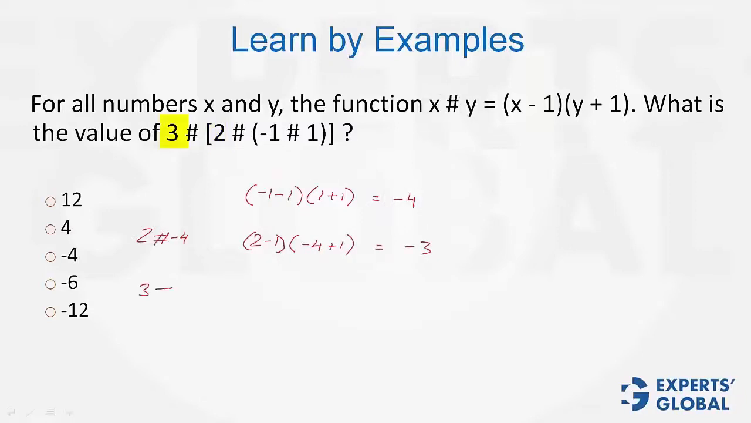Now we need to find 3 pound -3. So x equals 3 and y equals -3 now. So 3 pound -3 equals 3 minus 1 times -3 plus 1. That's 2 times -2 equals -4. Therefore, -4 is the correct answer choice.